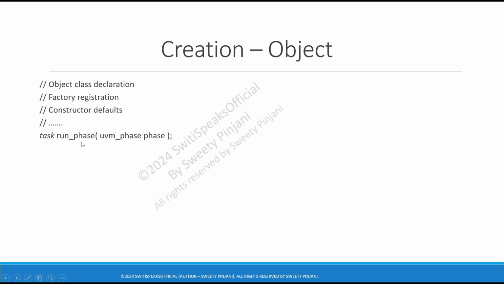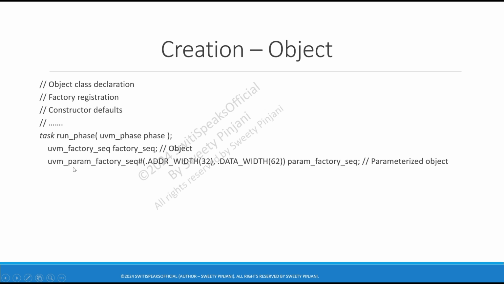You have the task run phase, UVM phase. This is the syntax of run phase. You have to follow it as it is. It's a task run phase, and this is the argument UVM phase. Then you have a UVM factory sequence. You had already declared a class UVM factory sequence extends UVM sequence item, that you have already done at the top. Whatever name, you are creating an instance. You are creating an object. Factory sequence is the name of your instance.